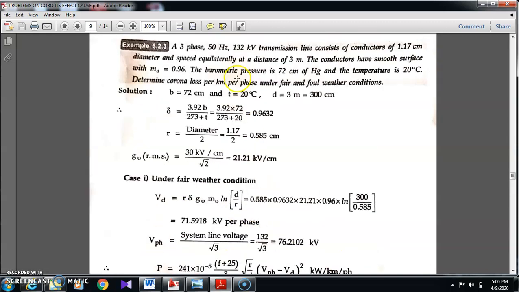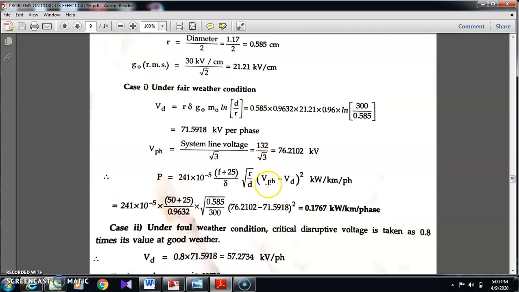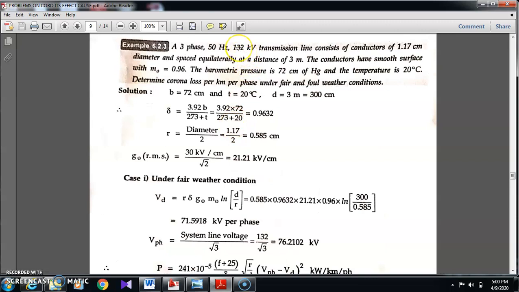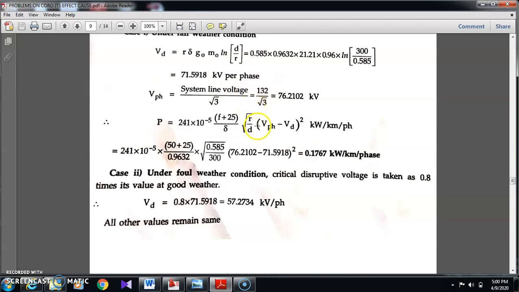You will get the B value, T value, D, delta, and all those values, they are specified, and VD, V phase, P, everything is specified, and P you have to find out. And VD you will get; V phase is whatever value they have specified in the problem divided by root 3, you have to do. Okay, and once you get this, what is the extra step you have to do here?